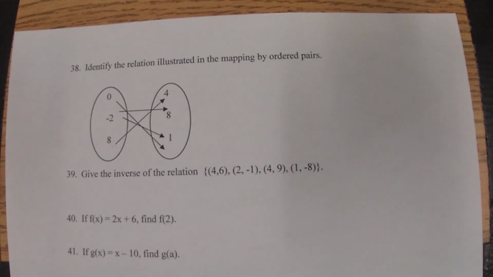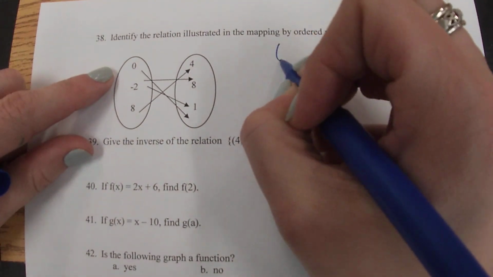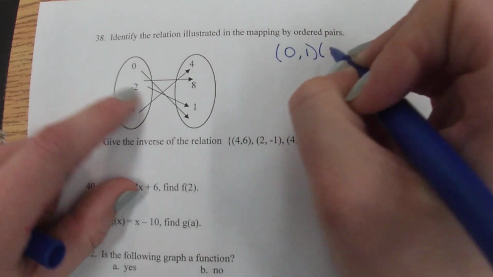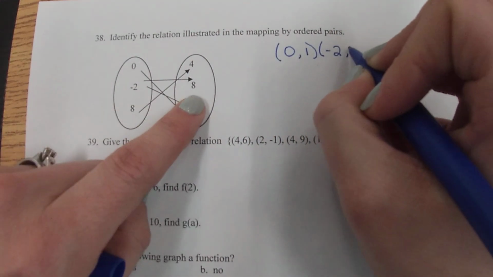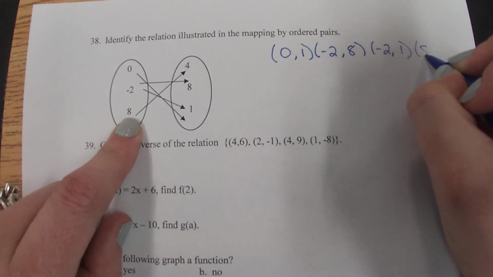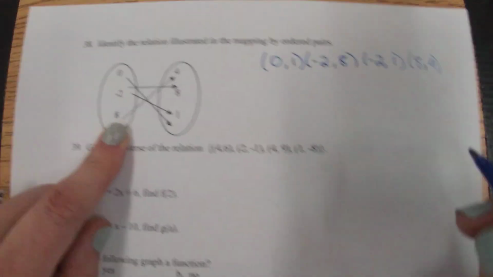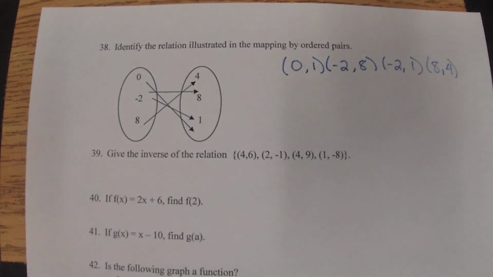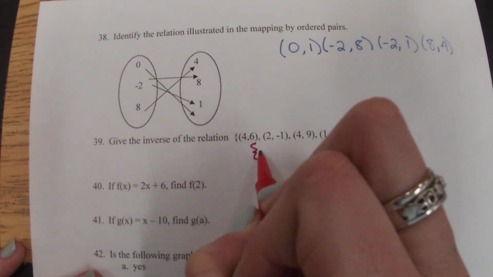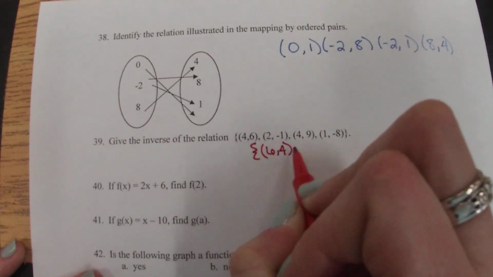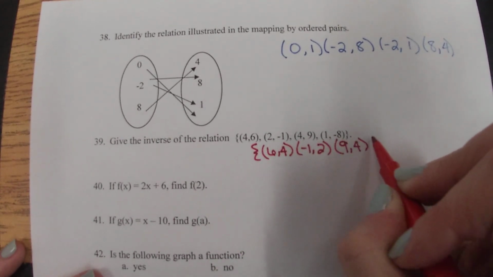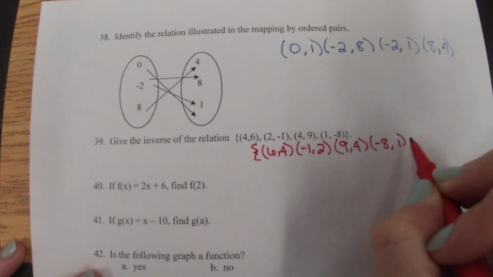38, if I'm going to be listing this as ordered pairs, I'd have 0 goes to 1. Sorry, that arrow's not very clear, but -2 goes to 8, -2 goes to 1, and 8 goes to 4. Inverse tells us to flip the x and the y. So I'd say 6, 4, -1, 2, 9, 4, and -8, 1.